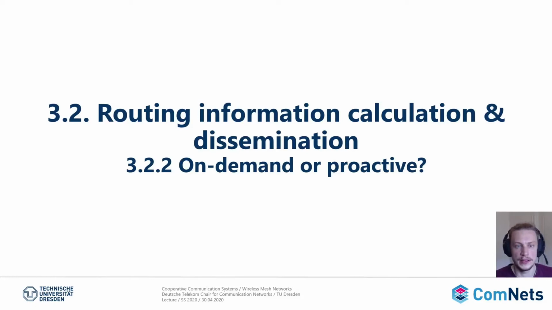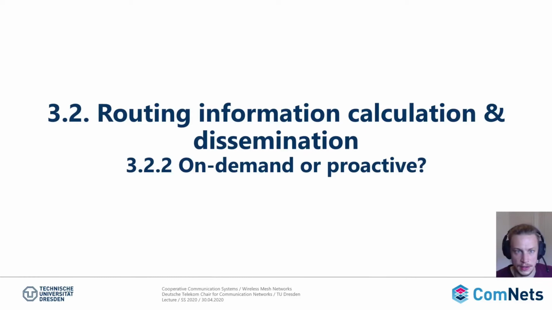So now we know how the routing information is calculated and also spread in the network, and we know it is done using the link statistics and metrics from the first section of this chapter. The remaining question now is when it is done. So there are two different types for this, on-demand and proactive protocols.